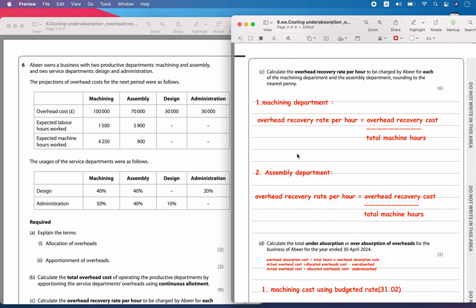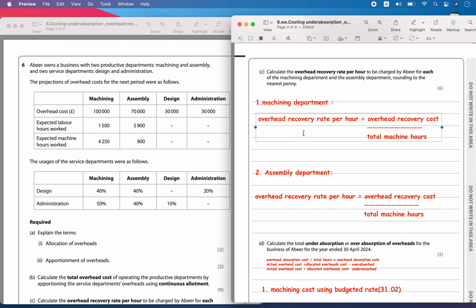Hello, today we are going to solve May 2024 paper question number 6 part C. Calculate the overhead recovery rate per hour to be charged by Abeer for each of the machining and assembly department, rounding to the nearest penny.